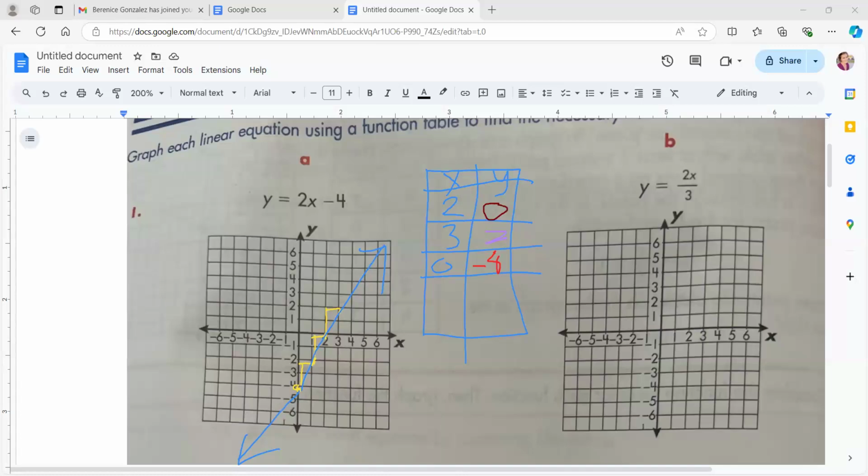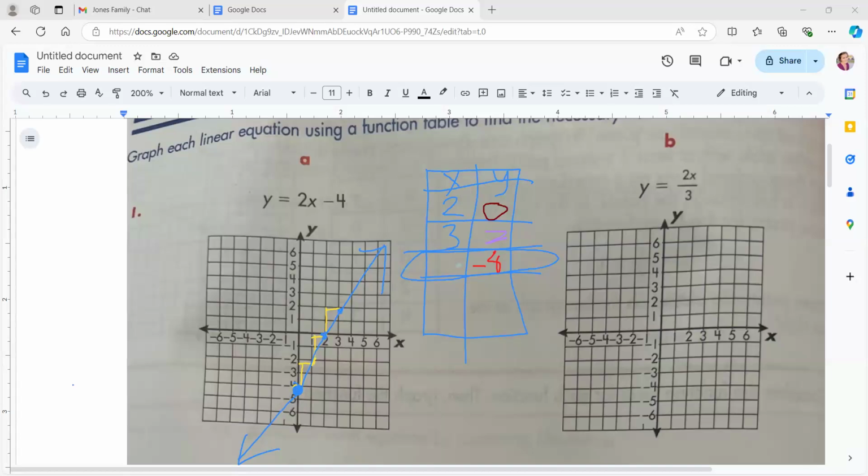Good. Okay, this is your intercept right there. 0, -4. If x is 0, y will be -4. Do you see this on my graph? It's right here. You see my big blue dot? That shows me x is 0, y is -4. And then if x is 2, y is 0, that's right here. That's this dot, 2, 0. If x is 3, y is 2, that's this dot, 3, 2. Does that make sense? Yeah.